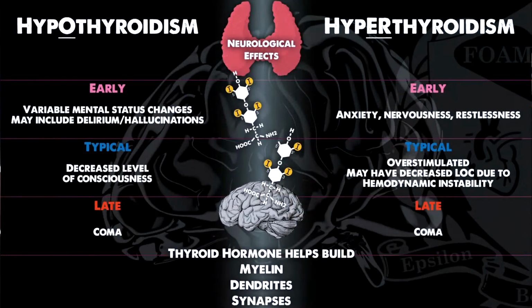So with cardiac, everything kind of depresses, and then with the brain, mental status. This was interesting. Early signs, variable mental status changes may include delirium and hallucinations. Typical is just a decreased LOC, and then late they can go into that coma. But one thing I'd never heard of before researching this was something called myxedema madness. These are weird delusions and hallucinations that they can get. So like you were saying, they don't have to be in a coma on presentation. They could just be acting really strange, seeing and hearing things that aren't there.